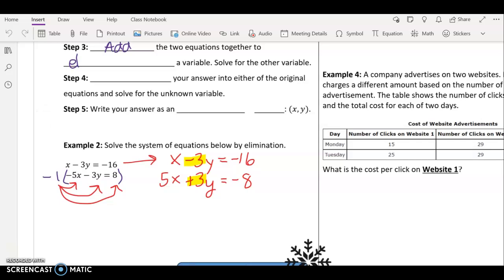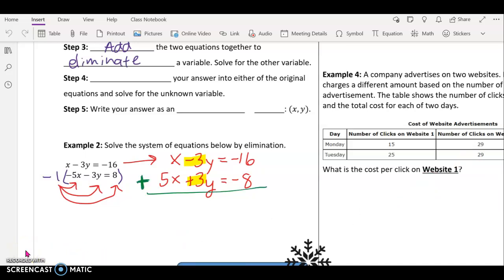So I'm drawing a line under them and noticing that my x's and my y's need to line up as well as my constants. And I'm adding the two equations together. Let's see, so let's add the two equations together.